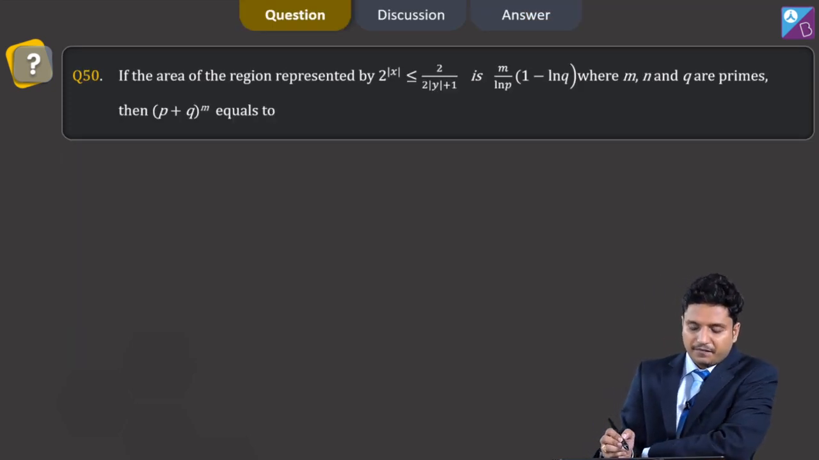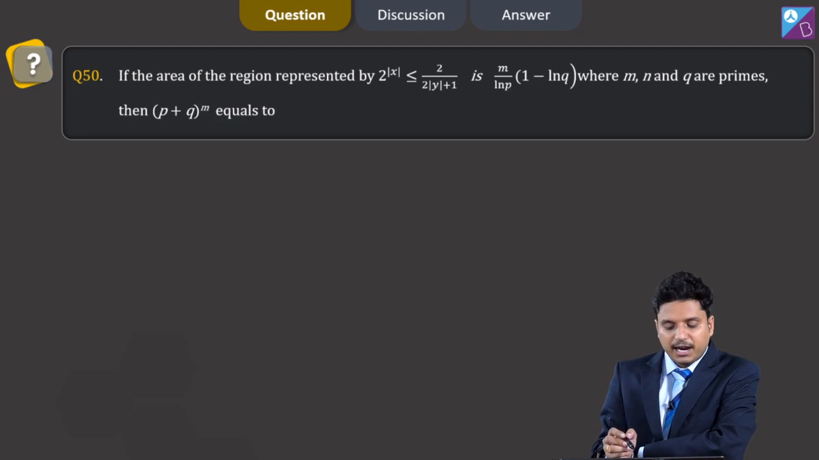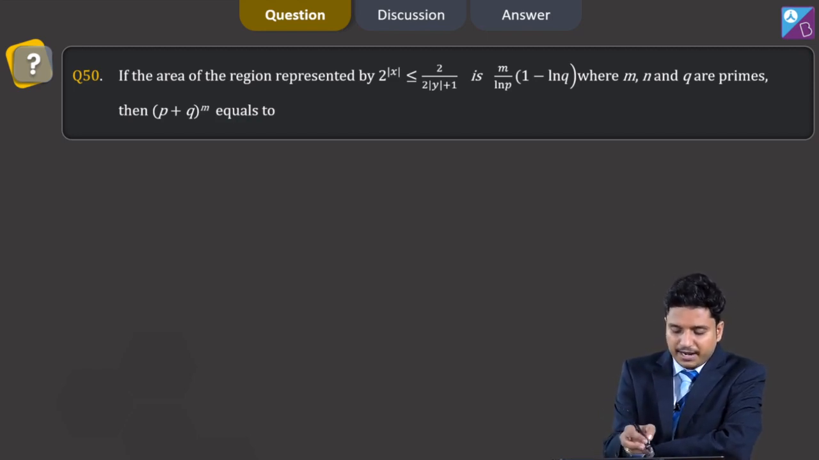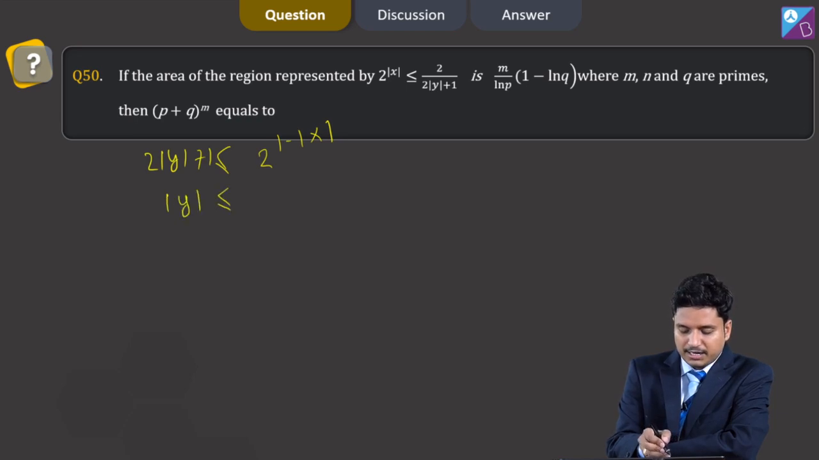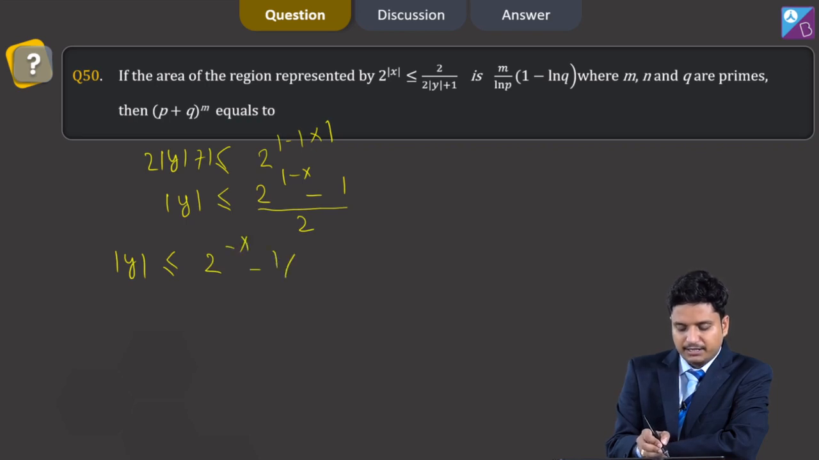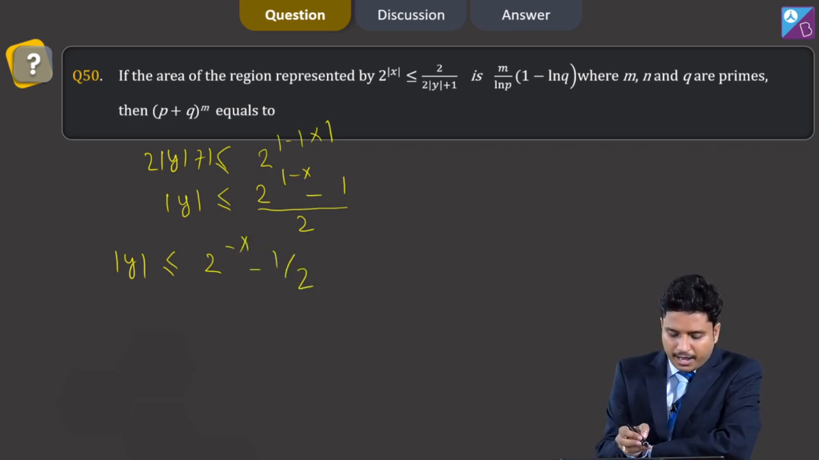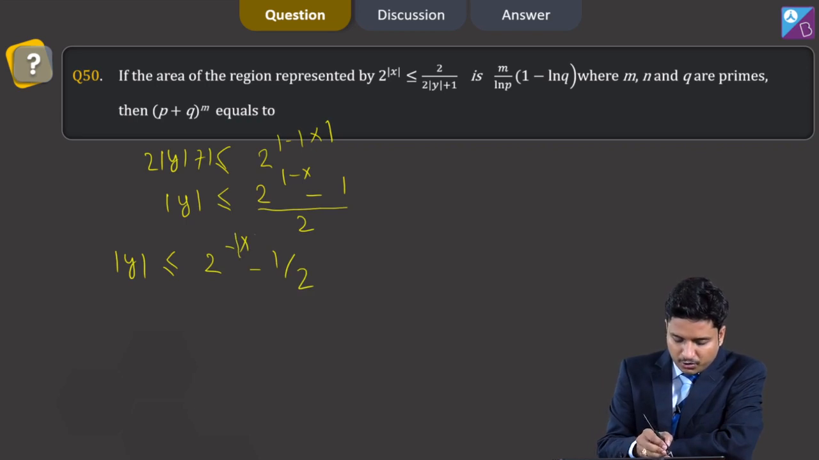Now question number 50. This is again a question from area under curve, and if we first simplify it, what is it? 2 mod y plus 1 is less than or equal to 2 upon 2 raised to power mod x, you can say that it is 2 raised to power 1 minus mod of x. So mod of y is less than or equal to 2 raised to power 1 minus x, minus 1, divided by 2. So mod of y is less than or equal to 2 raised to power minus x minus half. This is the curve, and mod x was there, so we are putting mod x here as well.